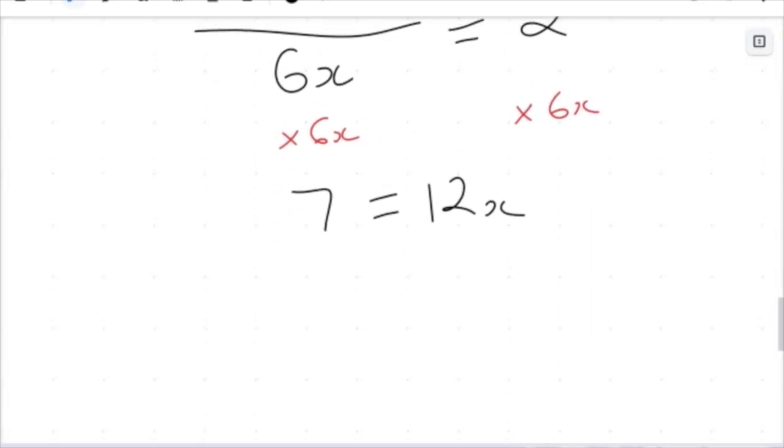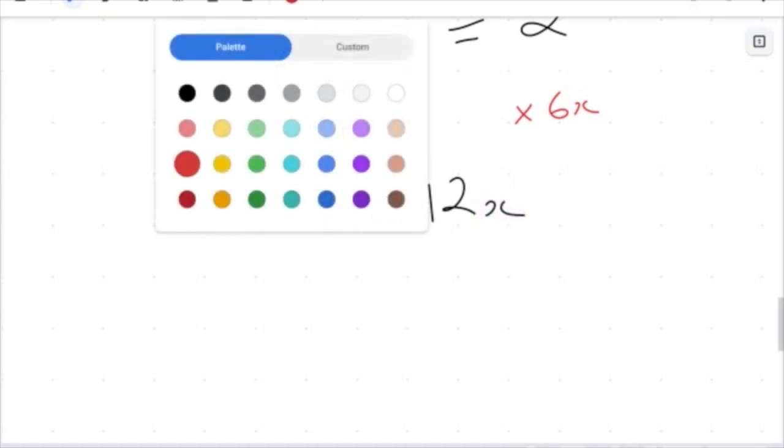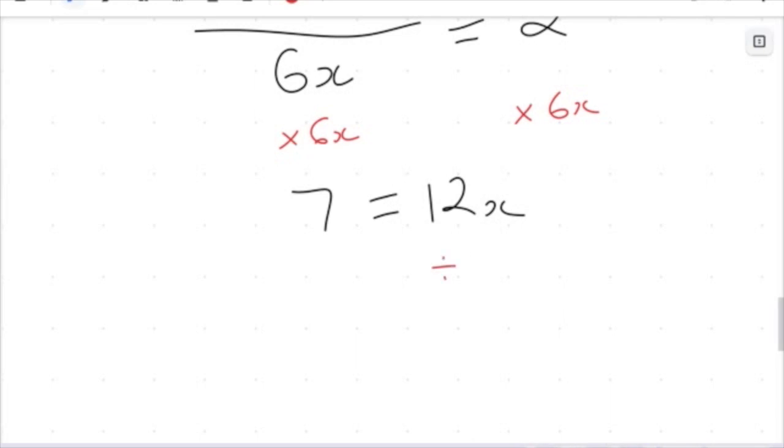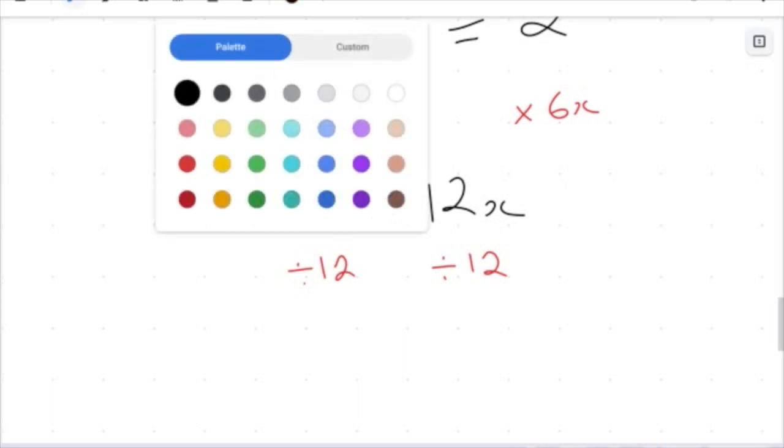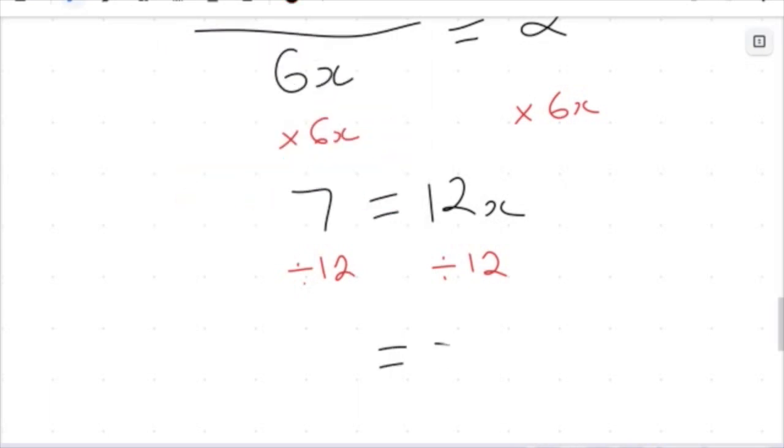And now I just want to get x on its own. 12 is multiplying by x here, so I can just divide both sides by 12, and that will leave me with x on its own on the right hand side, and on the left hand side I get 7 divided by 12, and that is my answer.